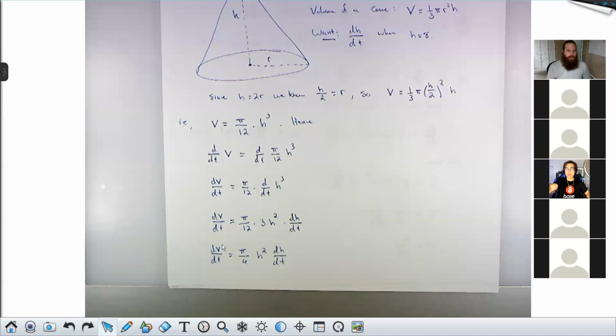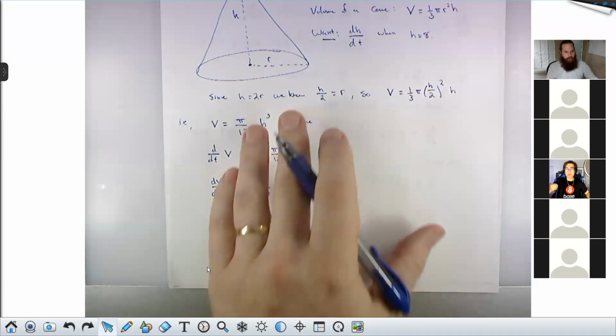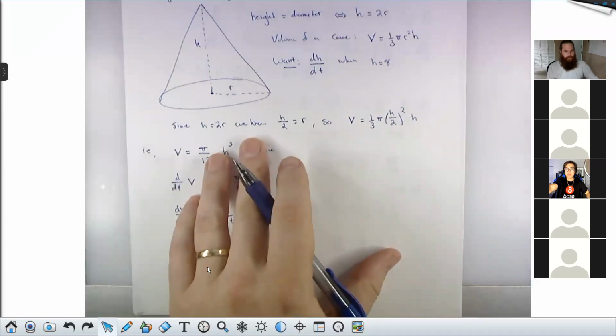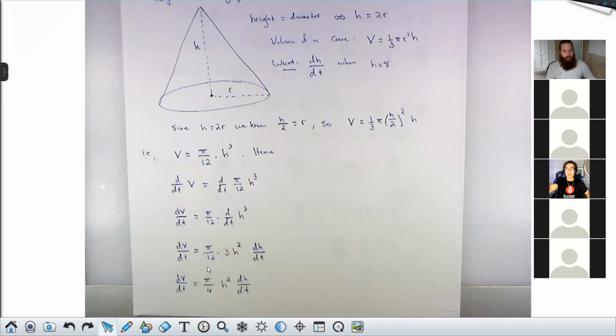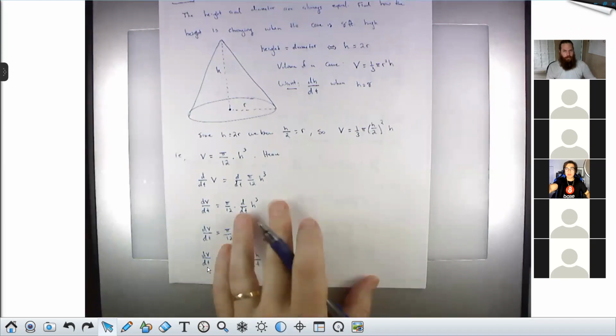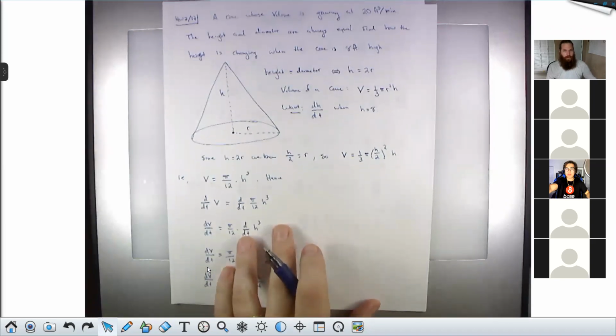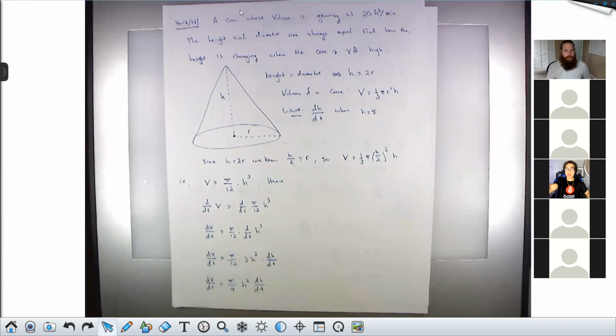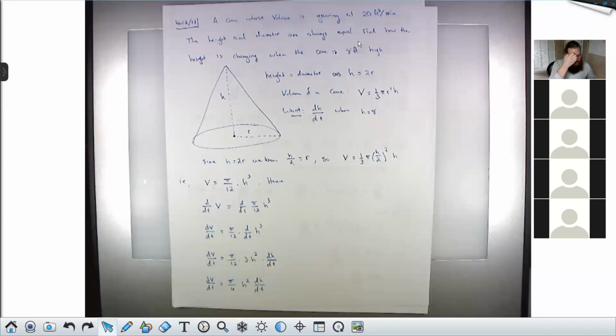Can anybody tell me what dV/dt is? Is it what we were given in the beginning? Yeah, 20 cubic feet? Right, yeah, the volume is growing at 20 cubic feet per minute. So the volume is increasing, so dV/dt is positive, and it's increasing at a rate of 20 cubic feet per minute. So dV/dt is 20. Very good.